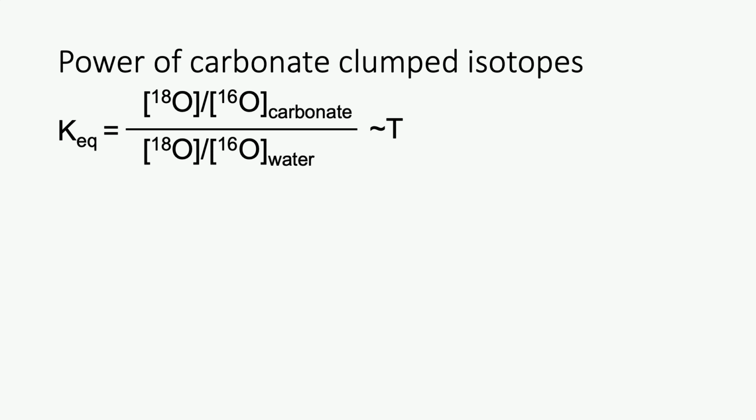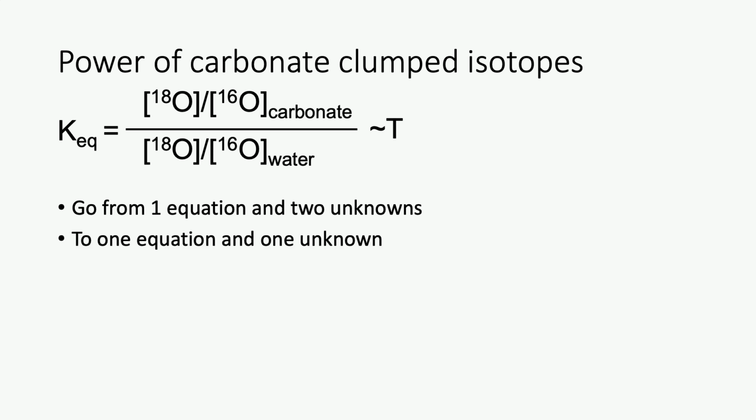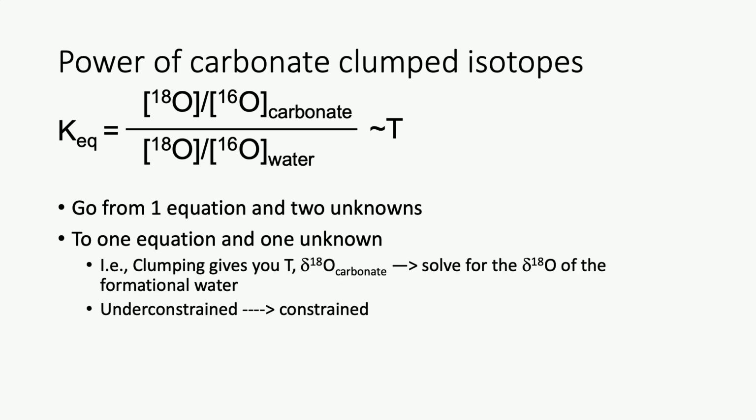All right, so if we start with typical oxygen isotope thermometry, you have an equilibrium constant, O18 to 16 ratio of the carbonate, O18 to 16 ratio of the water. We've got 2 unknowns, but only 1 determination of the system. By doing the clumping, we go from 1 equation with 2 unknowns to a determined system. We go and have 1 unknown. If you do the clumping, you measure the temperature. You also measure the O18 of the carbonate. If you know this equilibrium constant, you can then calculate the O18 of the water. All right, so you go from being underdetermined to having a closed set of equations. All right, so you go from under-constrained to constrained.